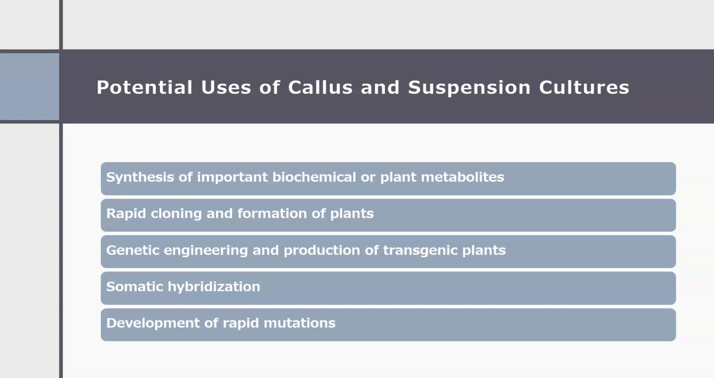Potential uses of callus and suspension cultures include the synthesis of important biochemicals, or plant metabolites, by forming large cell biomass, rapid clonal multiplication and propagation of plant species, genetic engineering and production of transgenic plants, somatic hybridization, and the development of mutations for resistance to various environmental stresses, including pests and diseases.